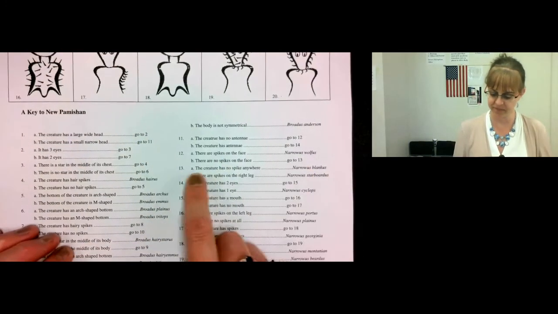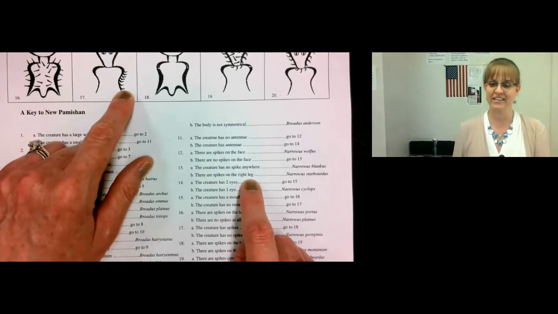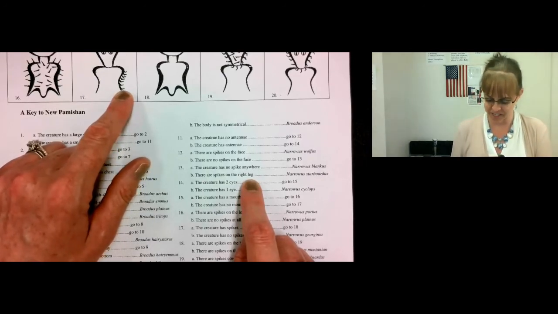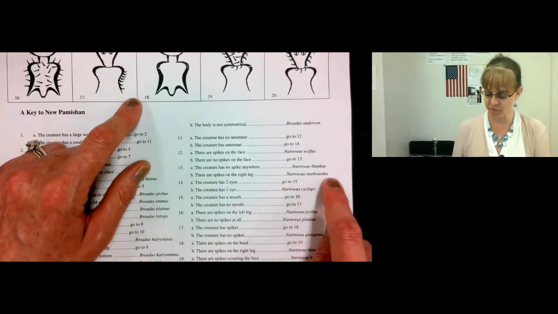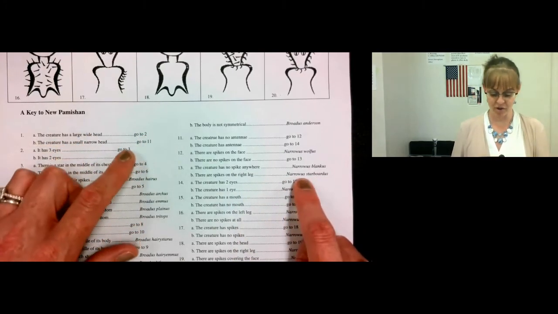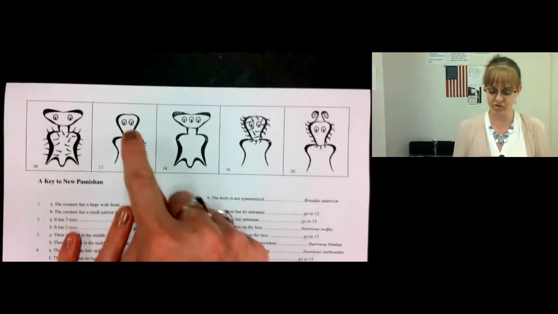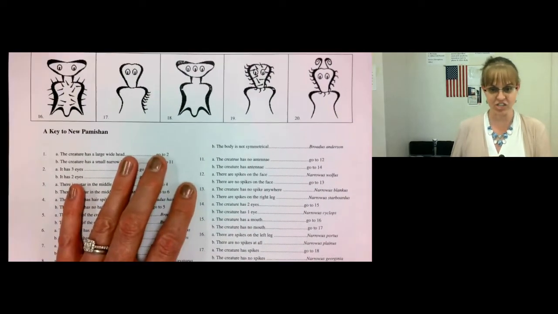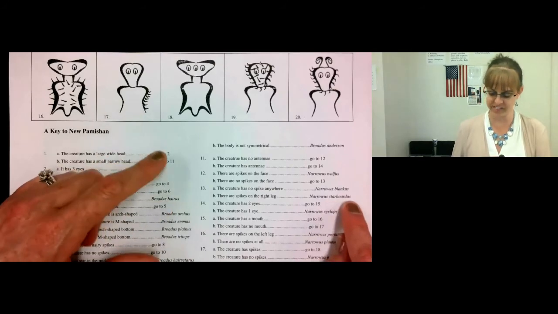Go to 13. The creature has no spikes anywhere, or there are spikes on the right leg. And it's our right, not their right. Sorry. So on the right leg, that is Narrowus starboardus. Narrow is the genus. So all the critters with a narrow head are Narrowus. Then the species, the more specific group, is starboardus.